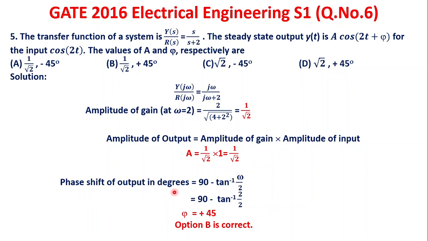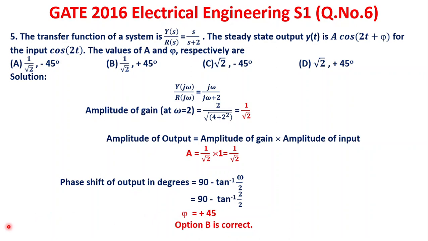So phase shift of output. What is phase shift? So j omega means the phase shift is tan inverse of omega by 0, tan inverse of infinity, 90 degree. J omega plus 2 means, so minus sign because it is in the denominator, tan inverse of omega by 2. Substitute omega as 2, so tan inverse of 2 by 2, 1. So 90 minus 45, 45 degree, that's also plus 45 degree. Therefore 1 by root 2 at 45 degree. I think this matches with option B. So option B is correct.